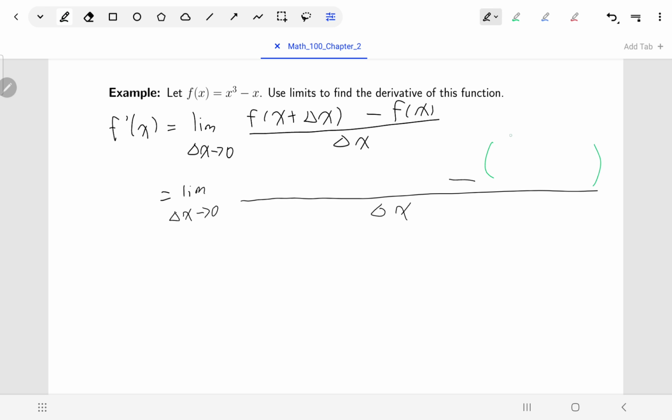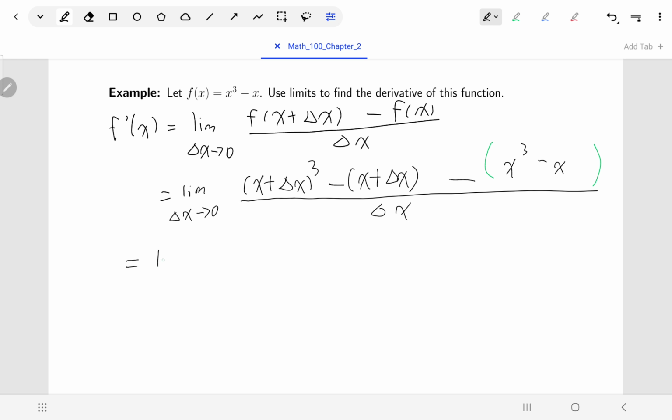So good practice for me too, as I'm setting up my difference quotient, when I do the minus f of x, I do that subtraction in brackets. For the first part, f of x plus delta x, all of those I'll find by replacing the x in my original function with x plus delta x. So I'll have an x plus delta x cubed. I will have minus an x plus delta x. And now I just need to do a little bit of cleaning up.